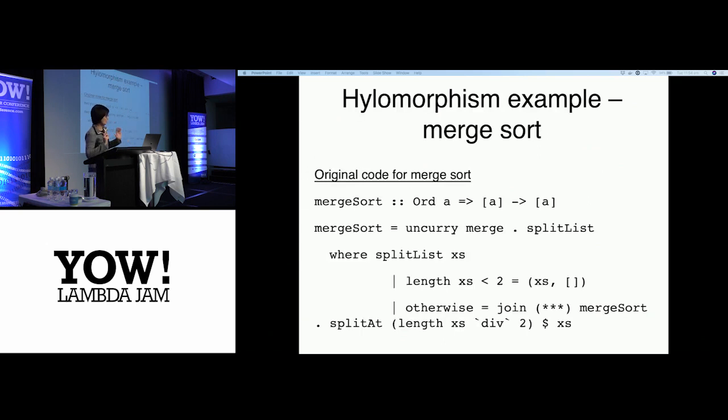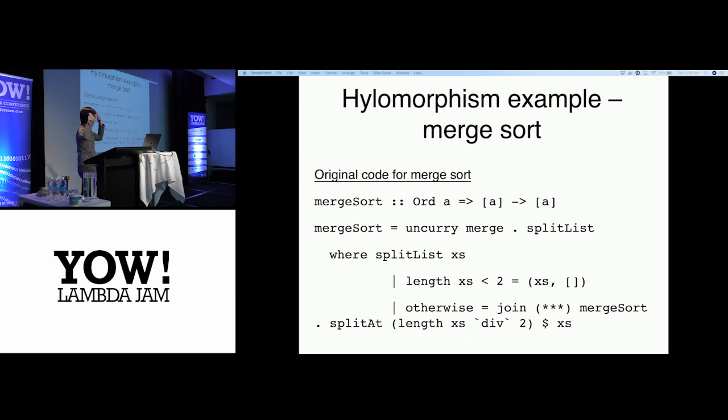And what is an example that can be solved by hylomorphism? It's sorting, merge sort. In this case, that's the original code. But in this case, the type is from list to list.